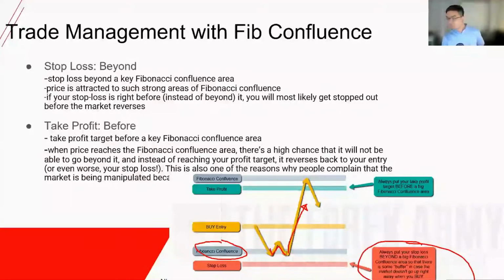Take profit before, what does it mean? It means that you should always put your take profit target before a key Fibonacci confluence area. The reason is that when price reaches the Fibonacci confluence area, there's a high chance that it will not be able to go beyond it, and instead of reaching your profit target, it reverses back to your entry. So always put your take profit target just before the Fibonacci confluence area, just slightly before, 1 or 2 pips before would be nice. This is one of the reasons why people complain that the market is manipulated, because they miss their take profit target by 1 pip.